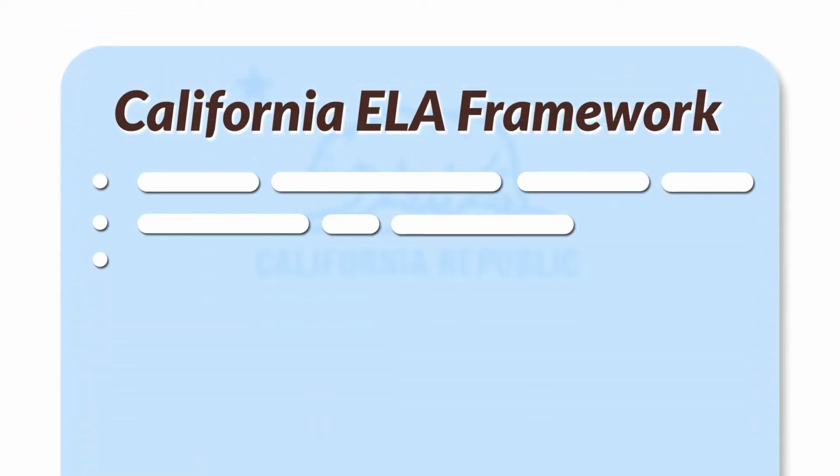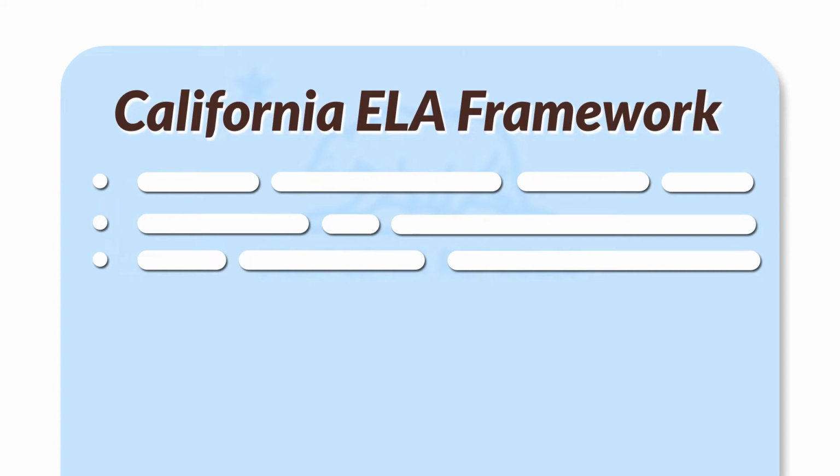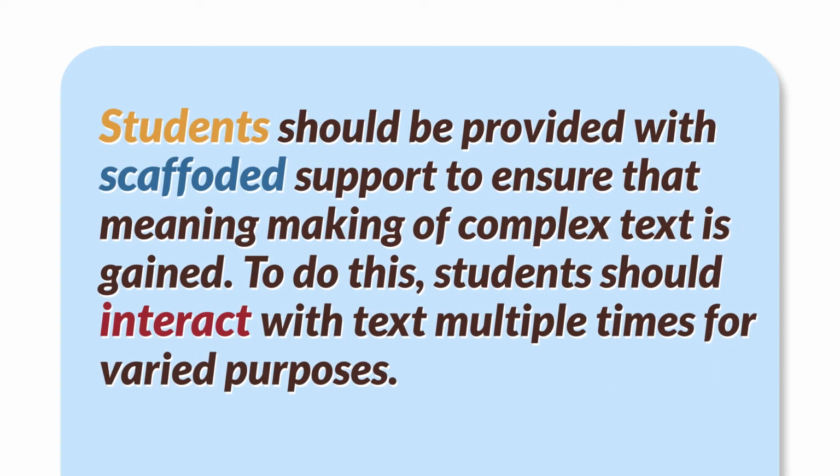According to the California ELA framework, students should be provided with scaffolded support to ensure that meaning-making of complex text is gained. To do this, students should interact with the text multiple times for varied purposes. The primary purpose of close reading is to unpack the text. Readers linger over specific words, images, and even sentence structures to determine the significance of the author's craft towards meaning-making.